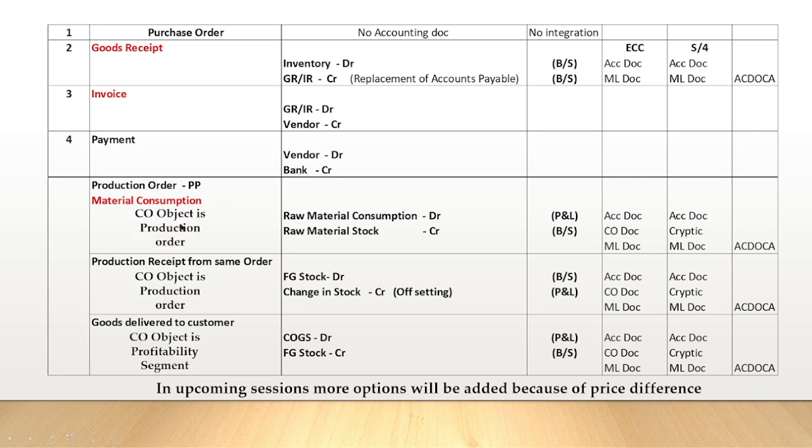Here the cost object is the production order. In this case also the cost object is the production order. Here the cost object is profitability segments. These values we will transfer to P&L as well as to COPA also. In upcoming sessions, more options will be added because of price differences.